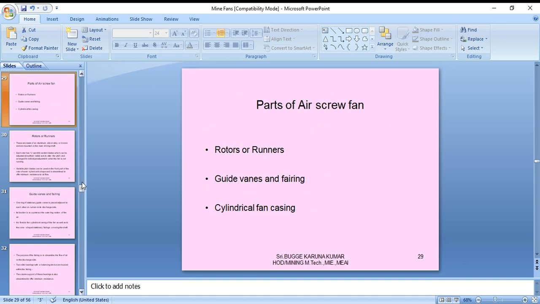What are the parts of the air screw fan? Generally, rotors and runners are there. Guide vanes and fairings are also there. Cylindrical fan casings are there. These are some parts of the air screw fan.